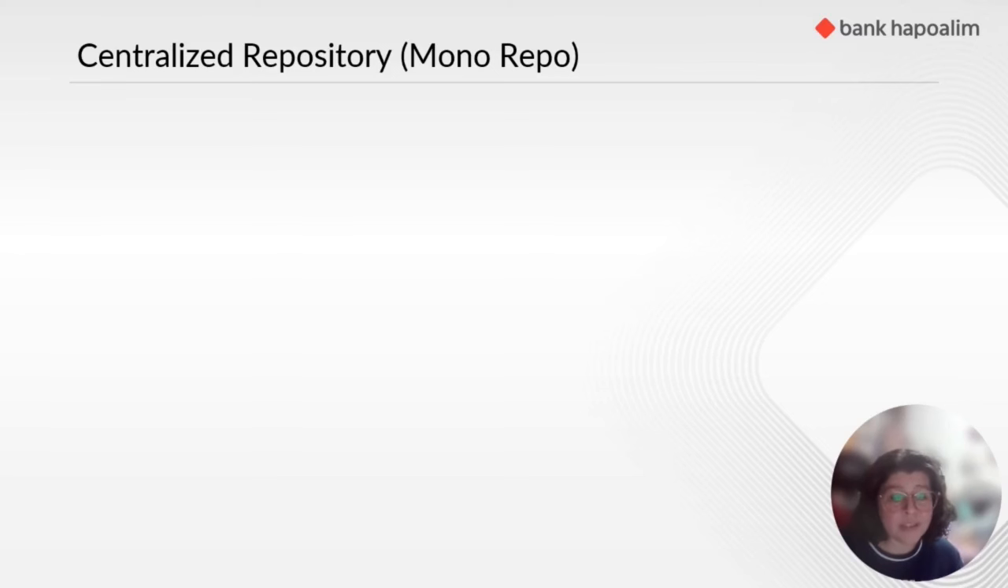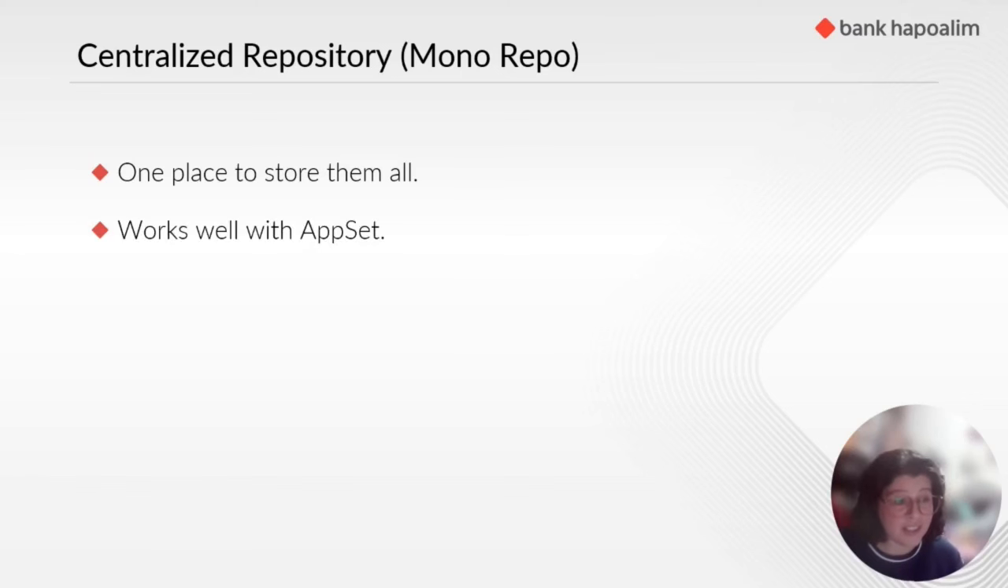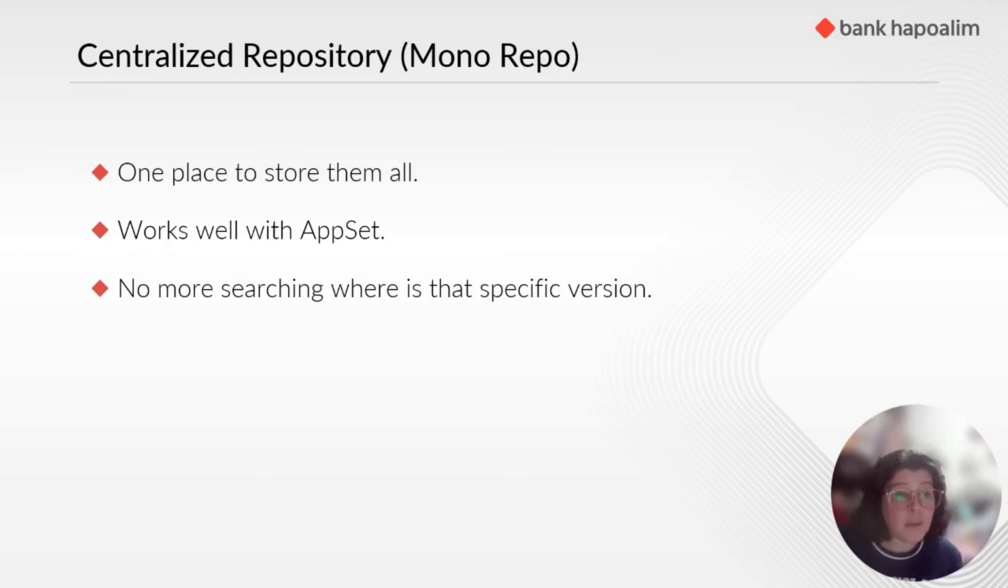Although appset works great by itself, monorepo can only make it better. One place to store them all. Monorepo simplified managing product versions, finding all products in one place. No more need to search where a specific product version is located. It works well with appset. As I said before, just using appset is good, but monorepo makes it easier and more comfortable to use appset. It's a great place to manage all product versions. Everything is organized. Everything is in one place in one branch.